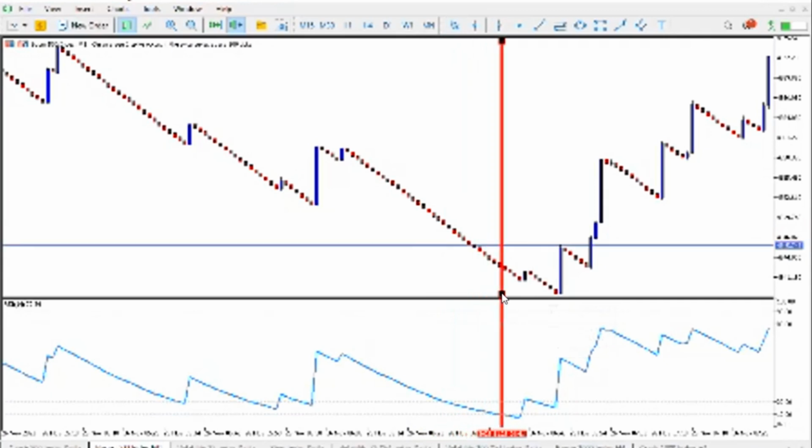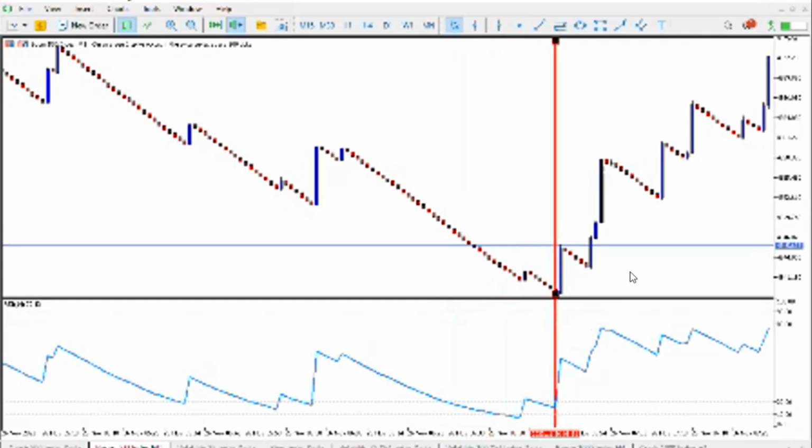Remember, a spike will not happen just because your RSI touched the line. That's not why it will spike. Okay, so now let's keep going on.